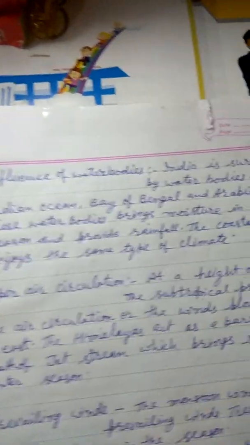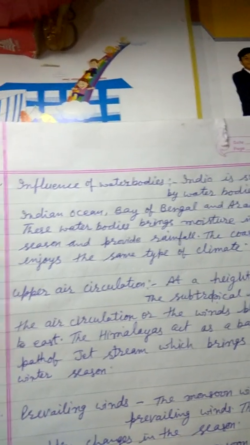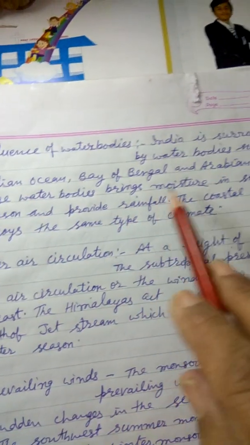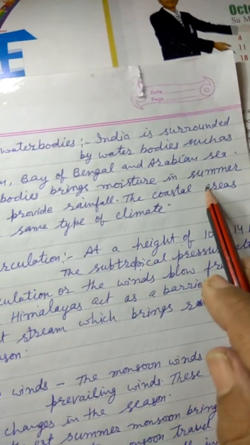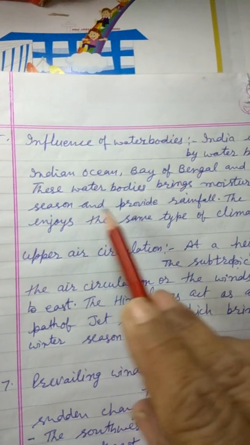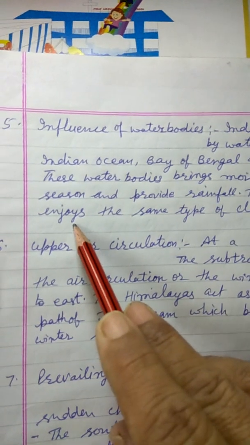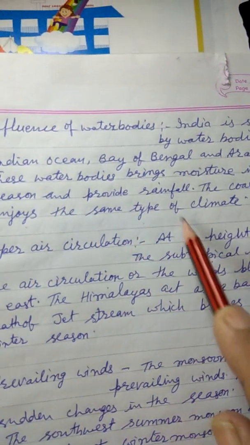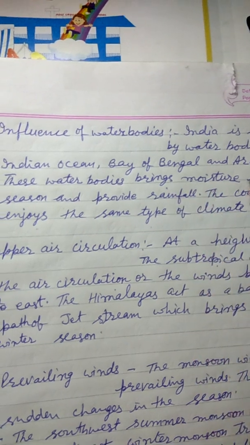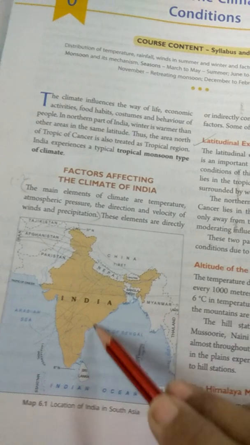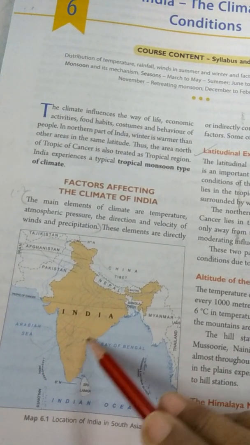Next point is the influence of water bodies. India is surrounded by water bodies: the Indian Ocean, Bay of Bengal and Arabian Sea. These water bodies bring moisture in the summer season and provide rainfall. The coastal areas enjoy the same type of climate. The southern part has moisture and a moderate climate in the coastal areas.